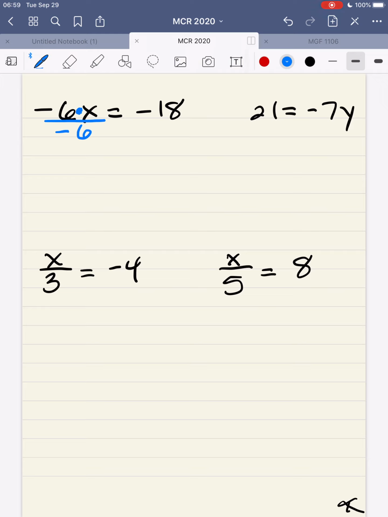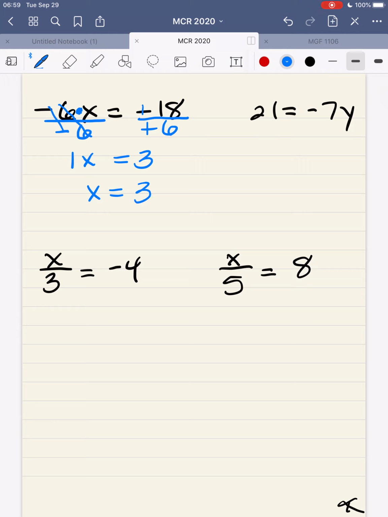Now, negative 6 divided by negative 6 is equal to 1, or 1x. You don't necessarily need to write the 1. And whatever I do to one side, I must do to the other, so the negative 18 must be divided by negative 6. Now, a negative and a negative give me a positive. That's my rules of integers. And 18 divided by 6 is 3. Now, I don't mind personally if you leave the 1, but we don't normally do that. So x is equal to 3.